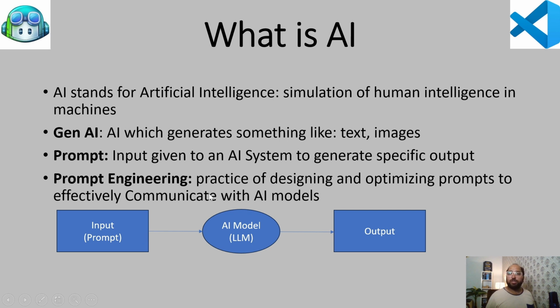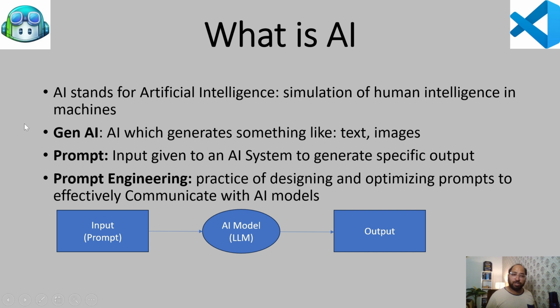Now let us try to understand what is AI. AI stands for artificial intelligence, right? Humans have natural intelligence while machines do not have their own intelligence. So to simulate this human intelligence in machines so that they can make decisions, this is known as AI, right? Artificial intelligence, because we are simulating it into the machines and they are mimicking humans.